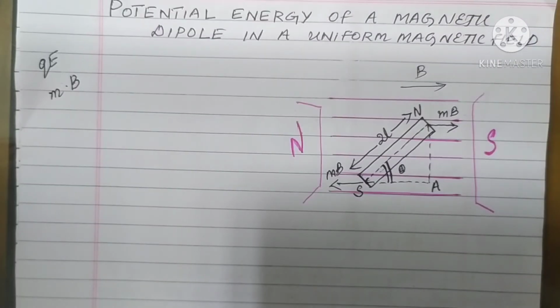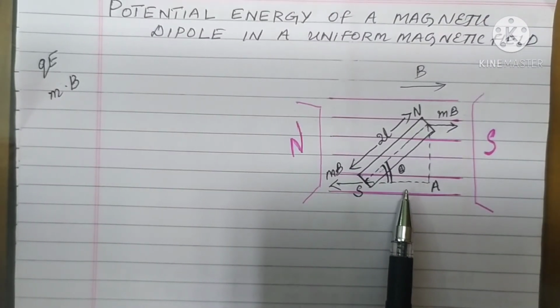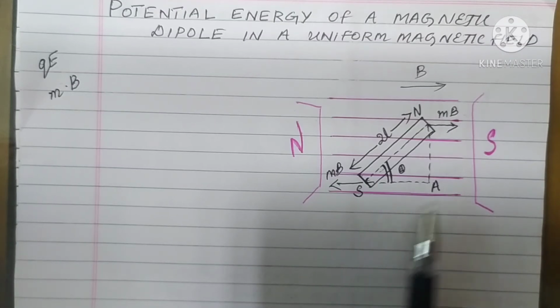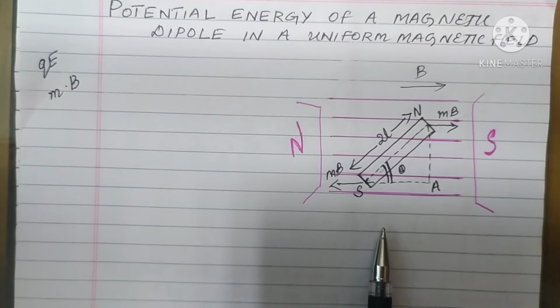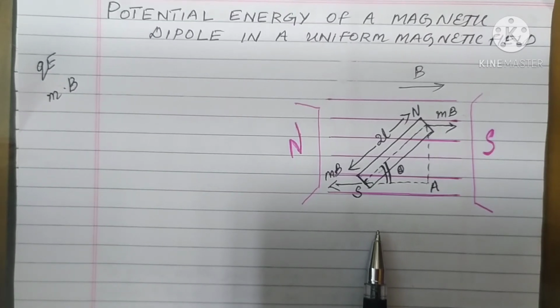So you can see that these are two equal and unlike forces, that means acting in opposite directions. So they form a couple, and this couple will tend to rotate the magnet, isn't it? So that is the torque acting on the bar magnet.